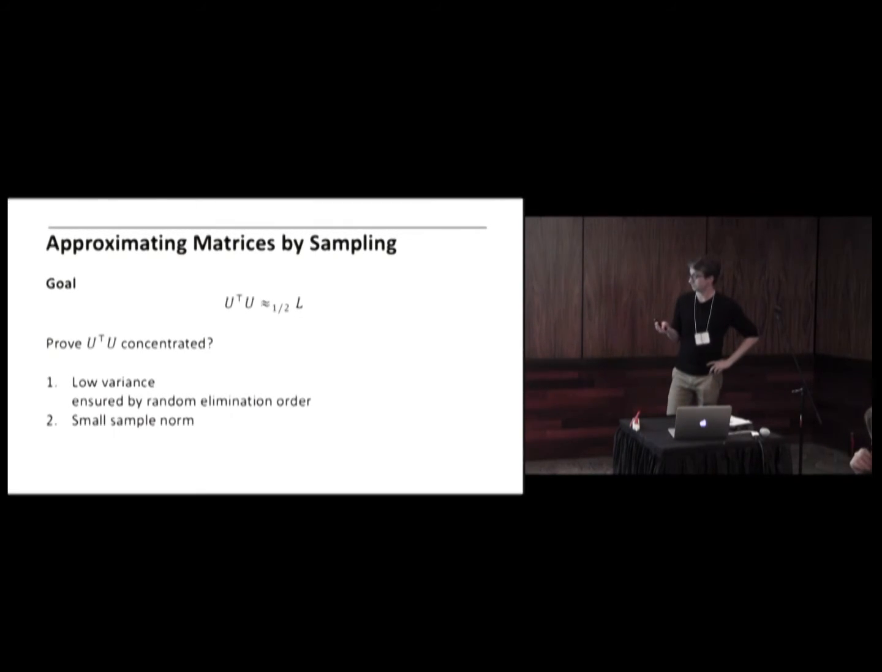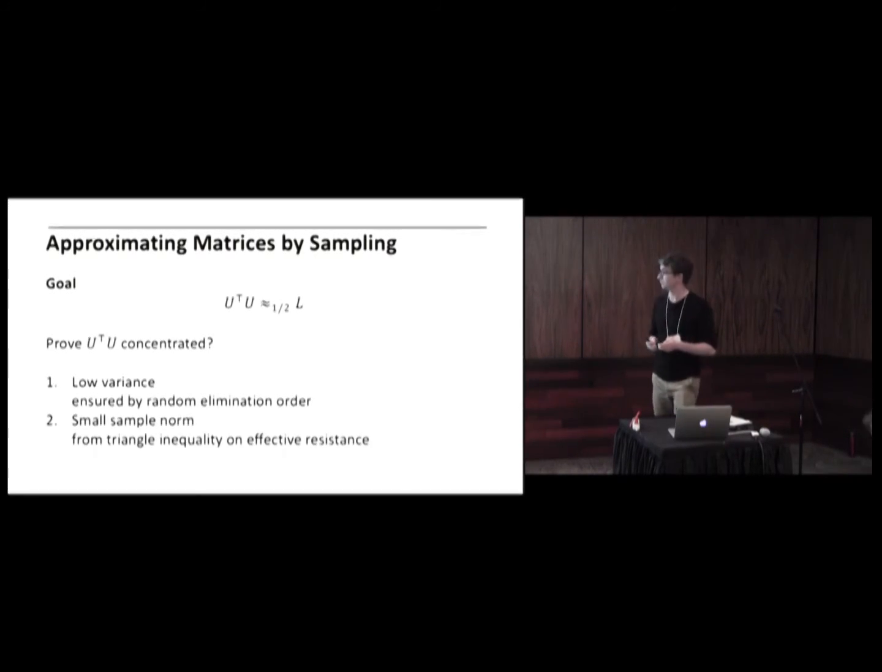Now, the second part we need is small sample norm. This is where a lot of the work comes in many other Laplacian solvers. Laplacian solvers typically create a low stretch tree, or they use another graph construct to estimate sample norms. We just start with trivial bounds on the norms of the edges, and then we use a triangle inequality on effective resistances to bound the norms on edges created by elimination. And that's all we need.